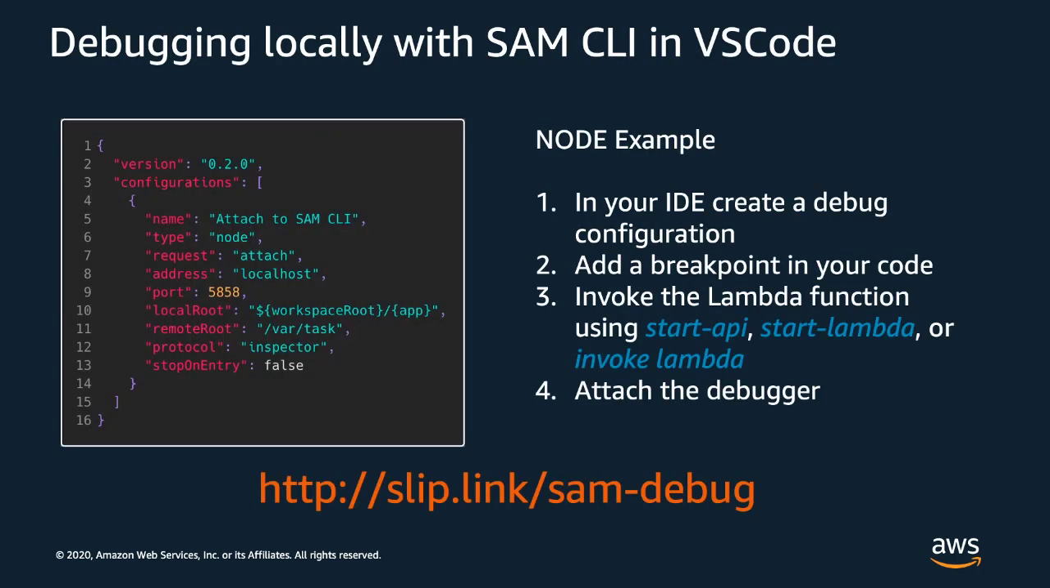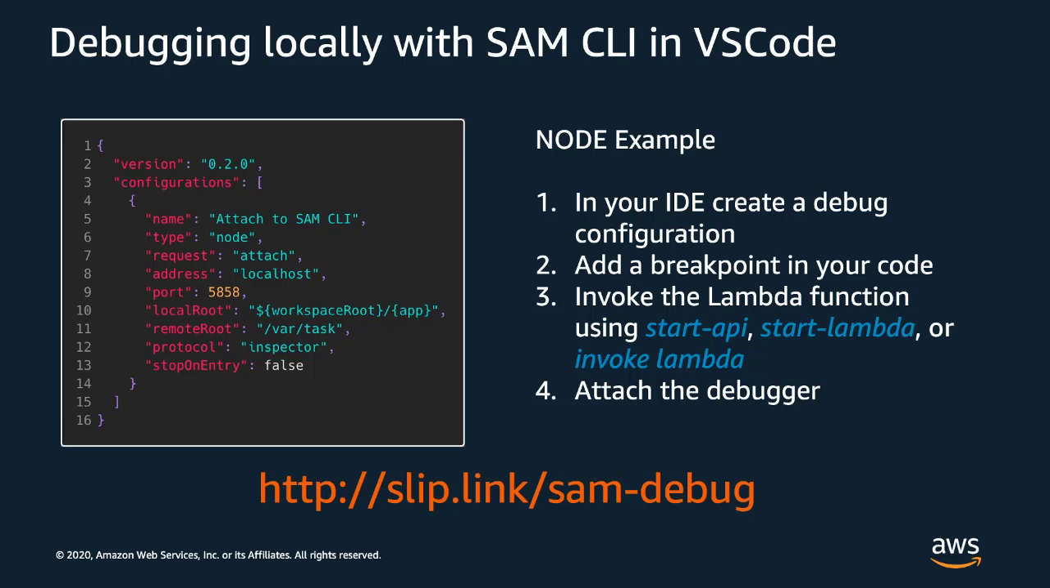All right, so let's talk about debugging locally with SAM CLI in VSCode. With this, in VSCode, you can create a debug configuration. Then you can add breakpoints, and when you invoke the Lambda using start API, start Lambda, or invoke Lambda, you can attach a debugger. So it allows you to do breakpoints and walk through there. And here's a link to show this in greater depth than we can do in the short time I've got here, to help you understand how this works.